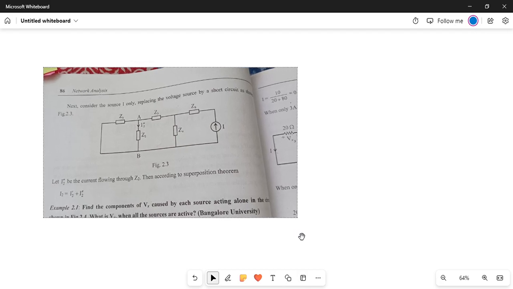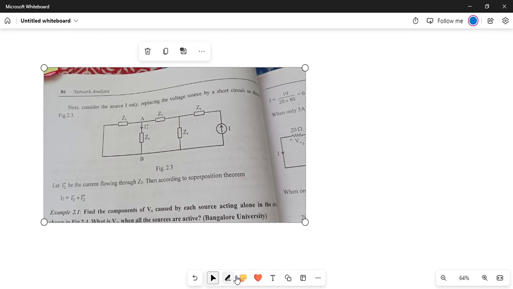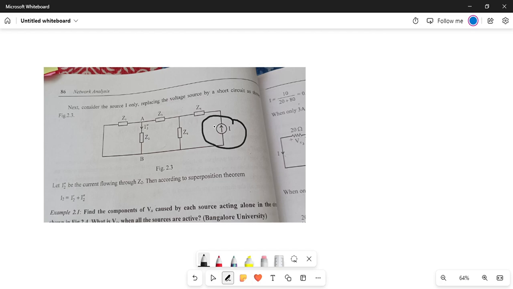So now here what I can see is, consider the source I only. We are considering I only to find I2 double dash. So if you want I2 double dash, keep the current I as it is and short-circuit the voltage source. Okay, this is what you are supposed to do. So now your resultant is I2 equal to I2 dash plus I2 double dash.